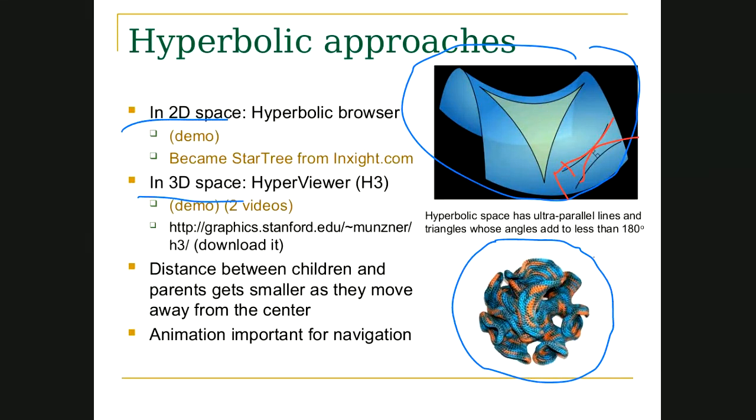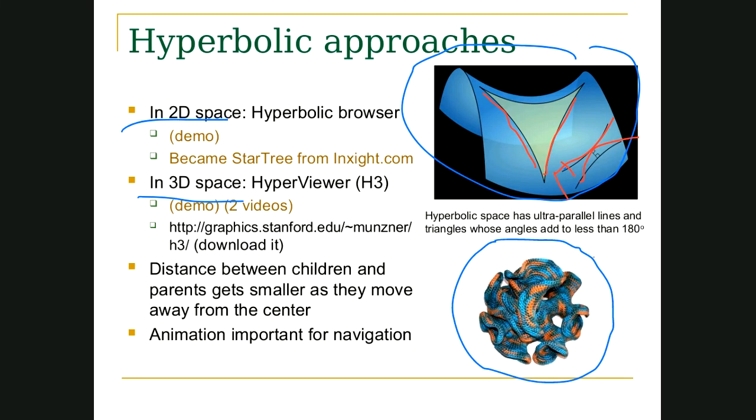And one other interesting thing is that you can have triangles. With a triangle in a Euclidean space, if you add the angles between the lines, you get 180 degrees. That's every triangle. Sum up the angles, it's 180. In hyperbolic space, you can get less than 180, interestingly enough.